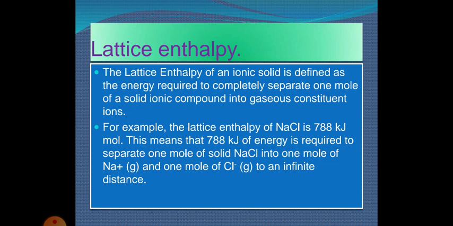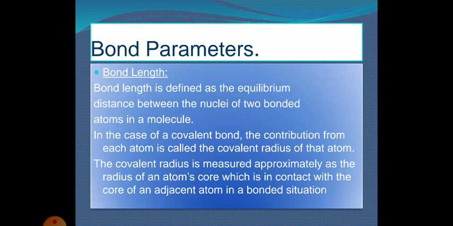This means that 788 kJ of energy is required to separate 1 mole of solid NaCl into 1 mole of Na plus in the gaseous state and 1 mole of Cl minus in the gaseous state to an infinite distance. This is what we call lattice enthalpy.